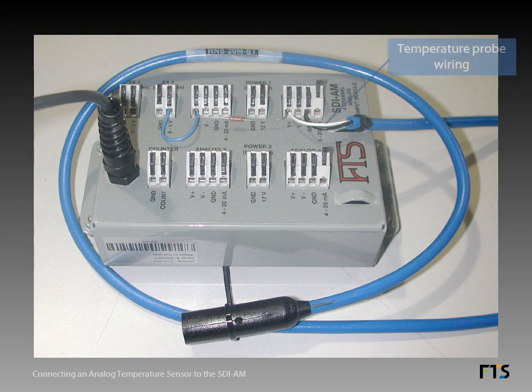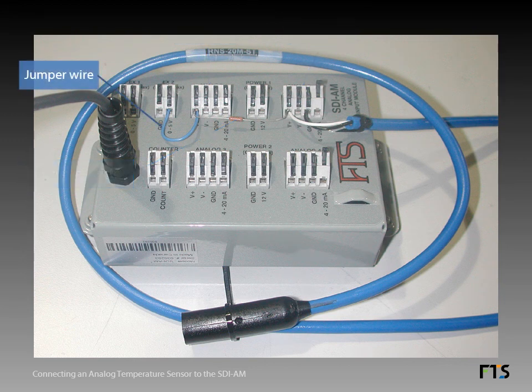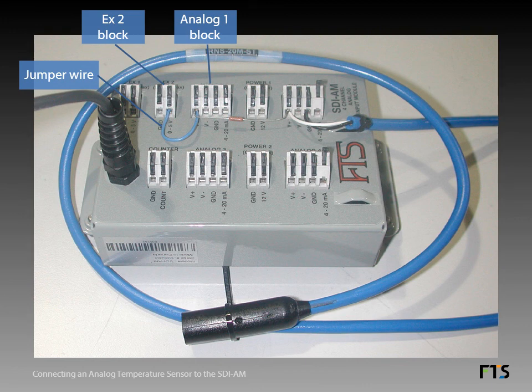The temperature probe's white wire is connected to the analog 2 V+ connector. Its black wire is connected to the analog 2 ground connector. The reference resistor is connected between the analog 1 V+ connector and the analog 2 V+ connector. A jumper wire connects the EX2 0 to 5 volts connector to the analog 1 V+ connector.